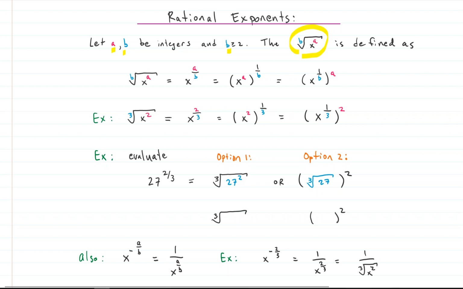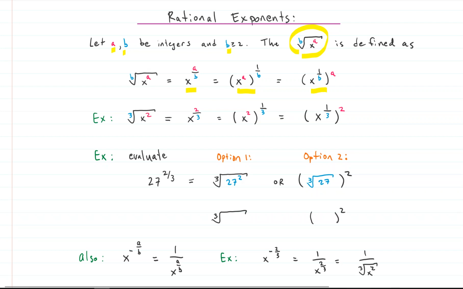It can either be x raised to the rational exponent of a divided by b, or we can rewrite it because of exponent rules. We can rewrite it as a to the x all raised to the power of 1 over b. Or we can rewrite it as a x to the 1 over b, all raised to the power of a.